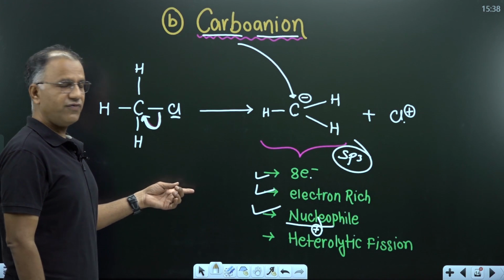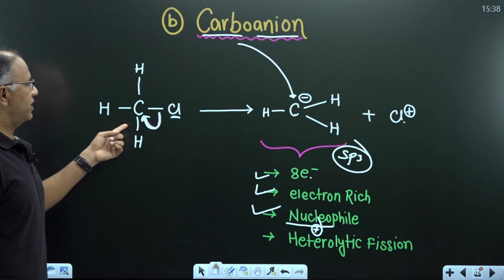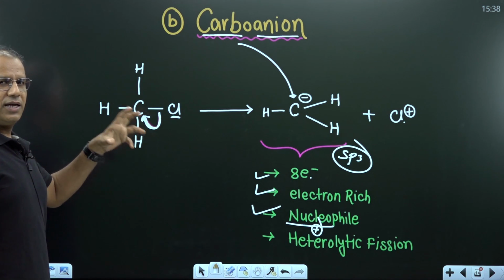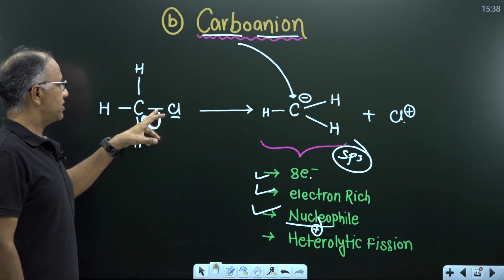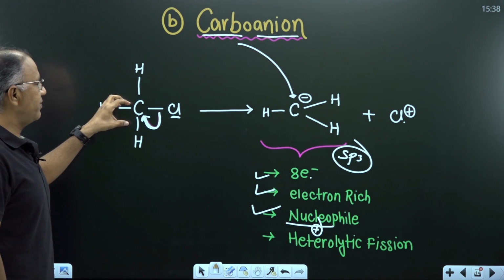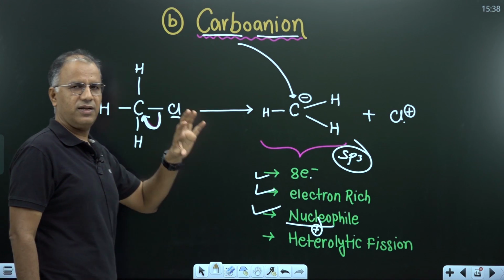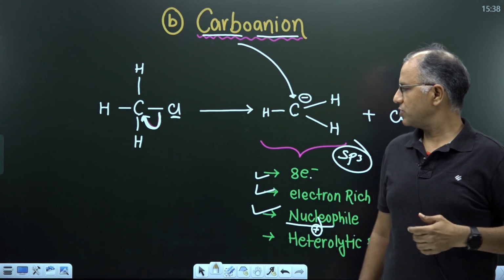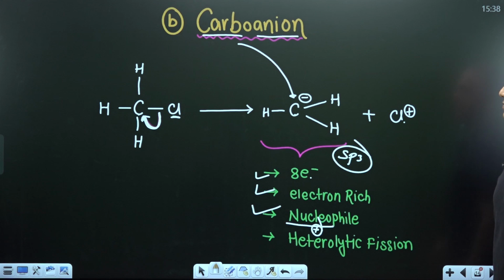And what is the type of fission? It is a heterolytic fission because both bond pairs are moved toward carbon. In this case, the property is given to one person only, and that person is carbon. Carbon becomes rich and chlorine becomes deficient. Unequal distribution of the bond is known as heterolytic fission. So pause the video and write this example. Write all the theory related to carbanion.